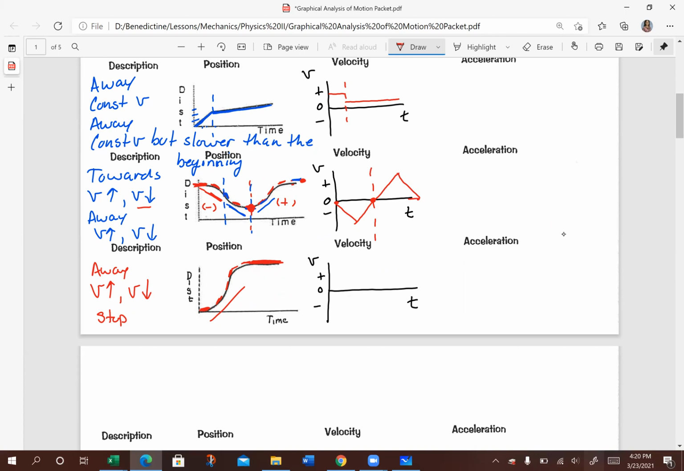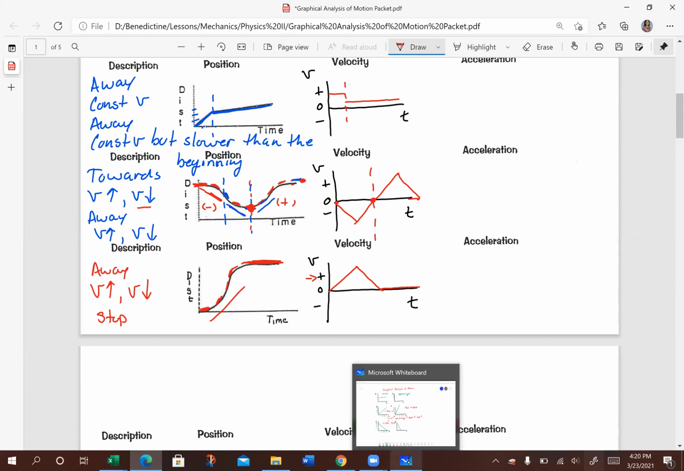So the negative means I was going towards, getting faster then slower, going away, getting faster then slower. Here, on my velocity graph, I'm moving away with an increasing velocity. So away is in the positive, so I'm increasing, then decreasing, and then I'm at rest in the positive, because that represents away.